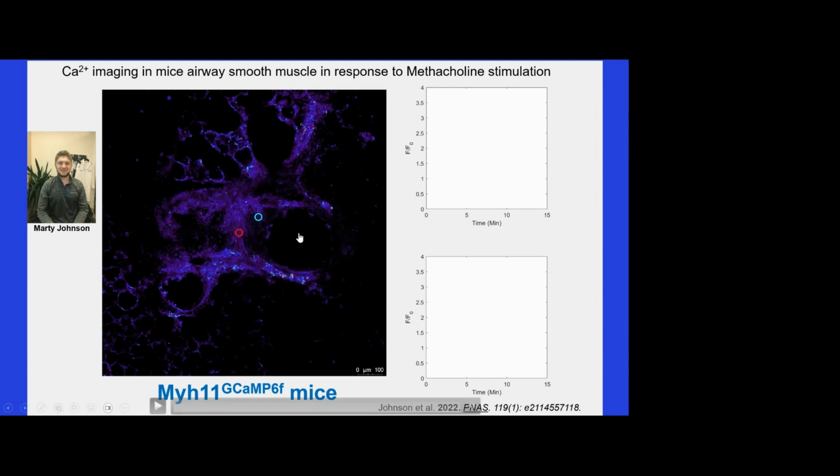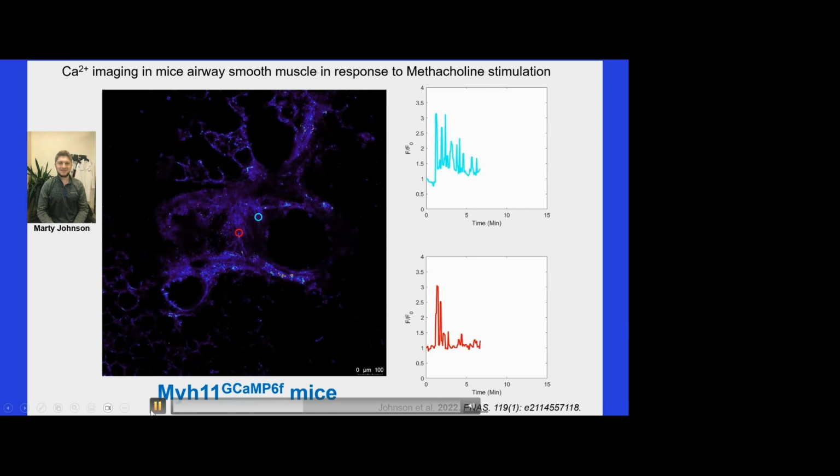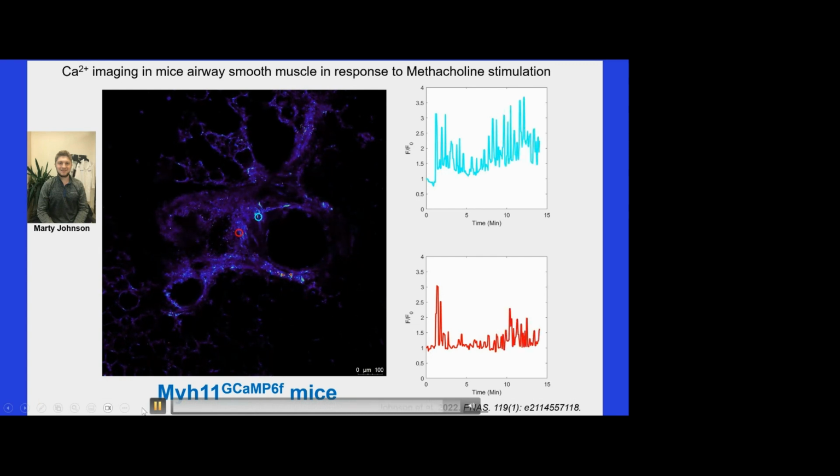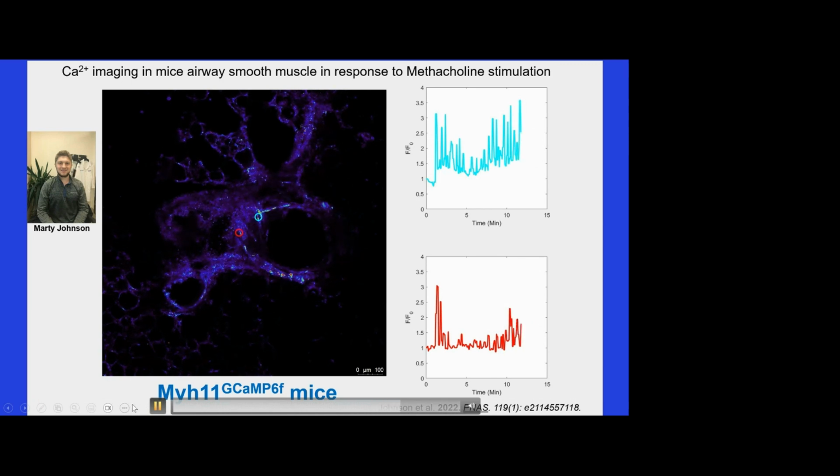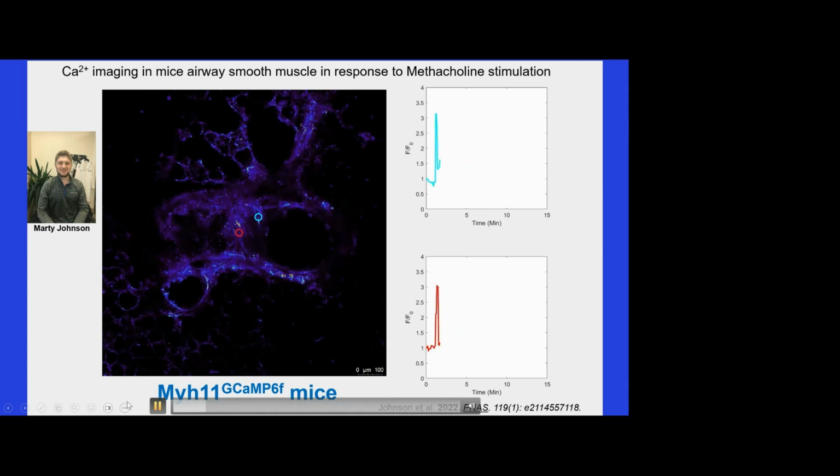So this is basically a live section of airways, where the smooth muscle cells are expressing GCaMP6, and then those are challenged with methacholine. And that's just showing an example of, I hope you could see, the airways kind of contracting. You could see those oscillations. Some of them are raised oscillations, and some of them are just going back to baseline. And that's typically what you see in these airways.